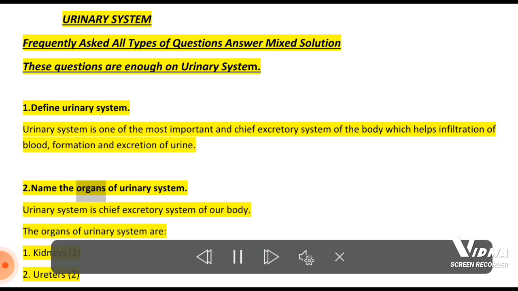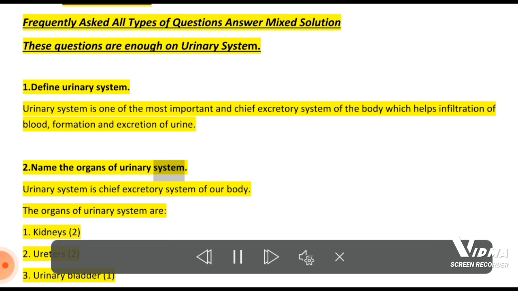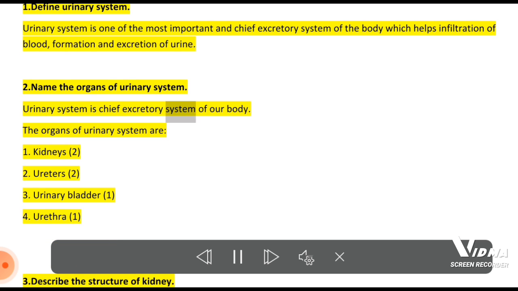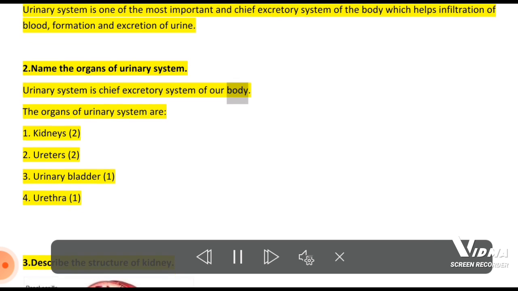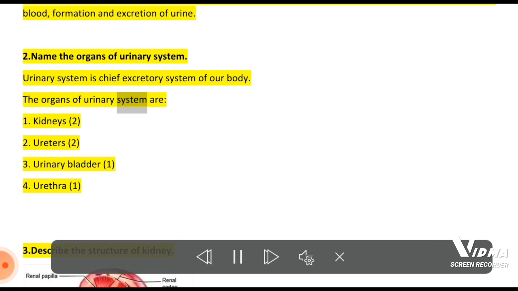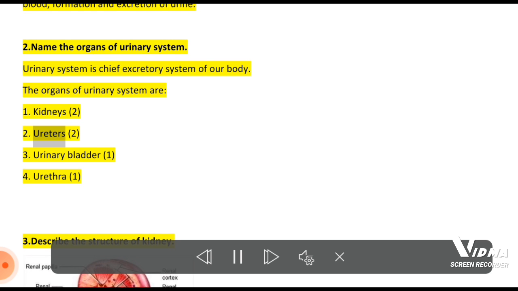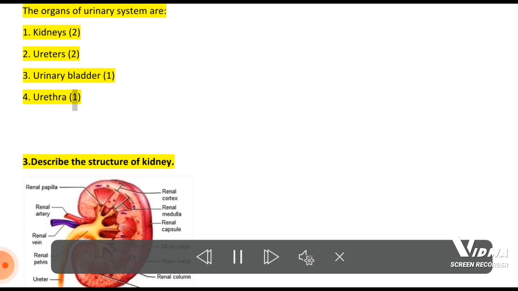2. Name the organs of the urinary system. The urinary system is the chief excretory system of our body. The organs of the urinary system are: 1. Kidneys, 2. Ureters, 3. Urinary bladder, 4. Urethra.